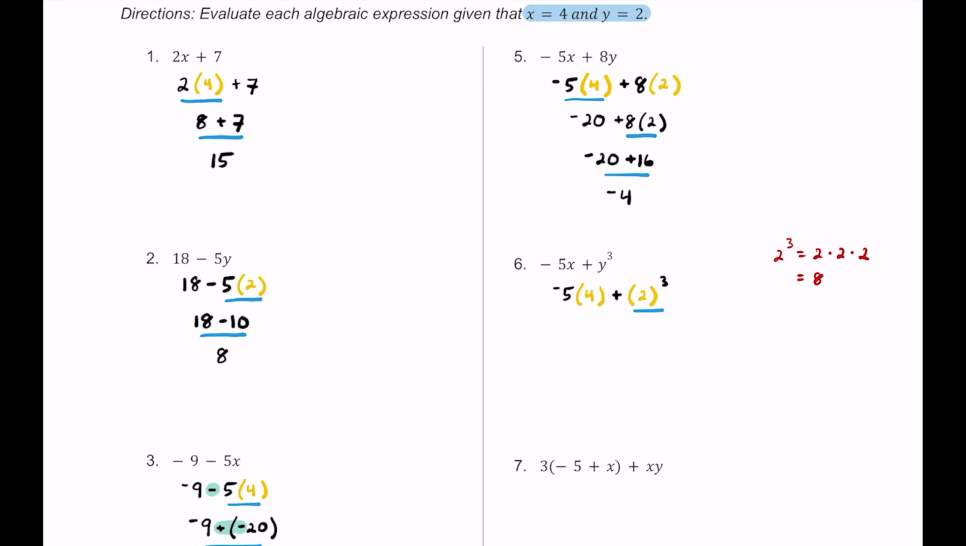All right, so let's go ahead and rewrite this. It's negative 5 times 4, and then plus 8. Now between multiplication and addition, let's go ahead and do this multiplication here. So negative 5 times 4 is negative 20, and then negative 20 plus 8, that should still be negative, right? That's going to be negative 12. That would be the value here.